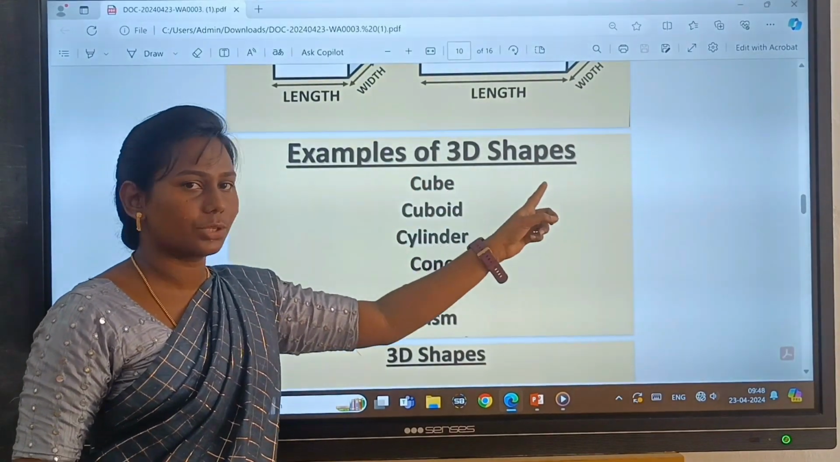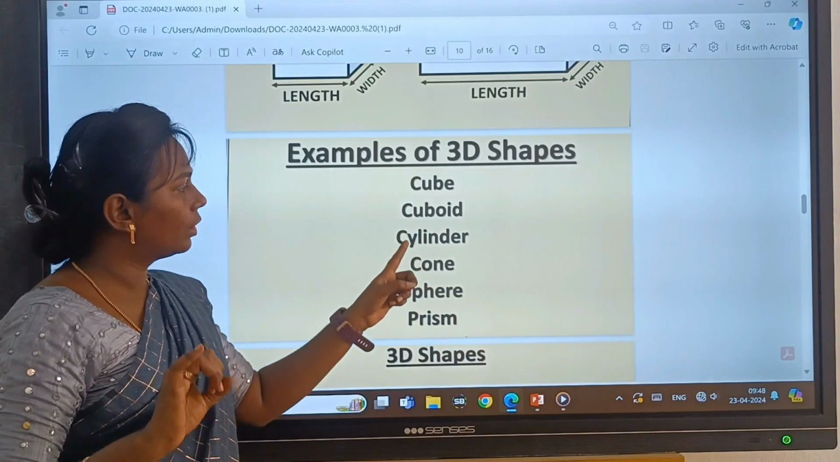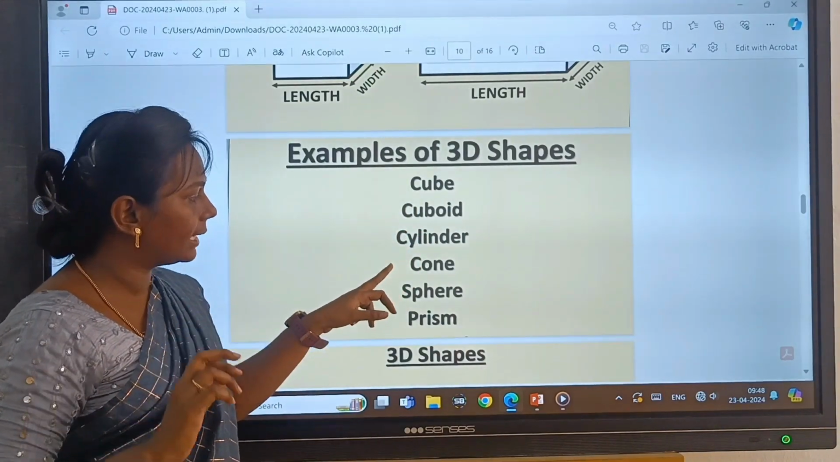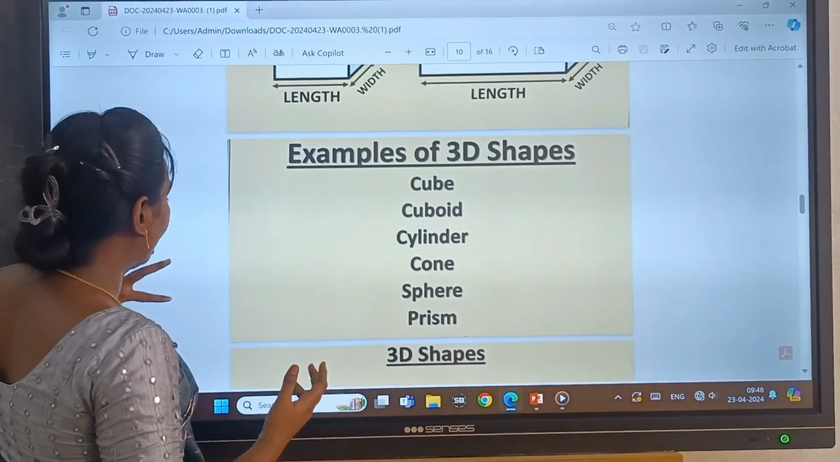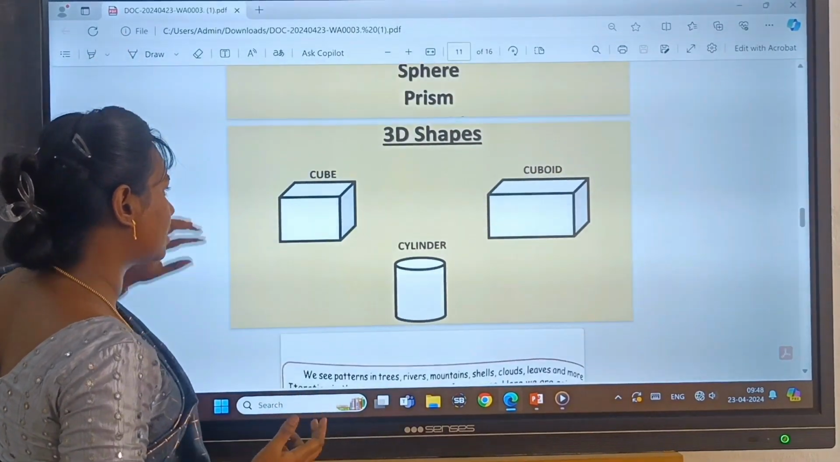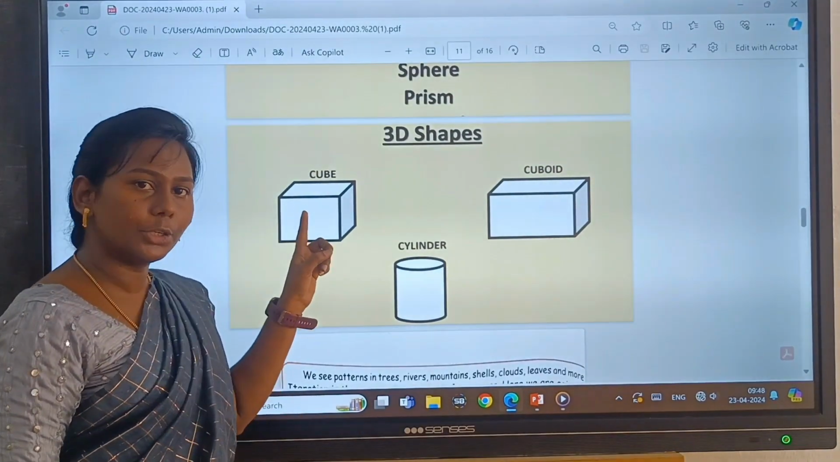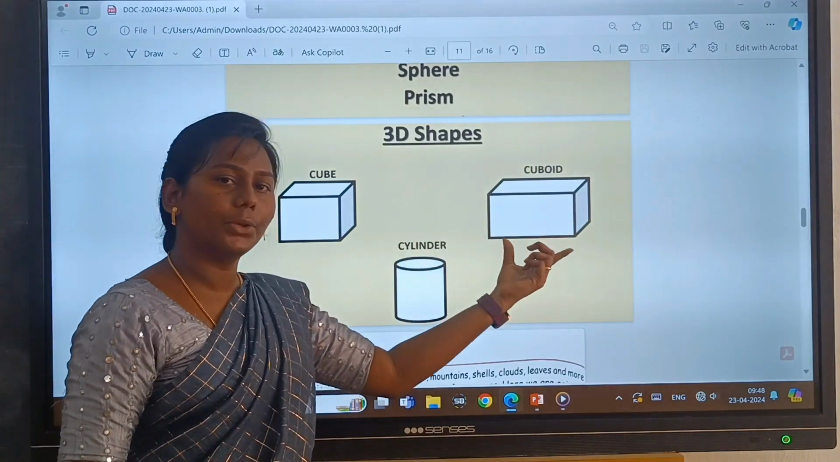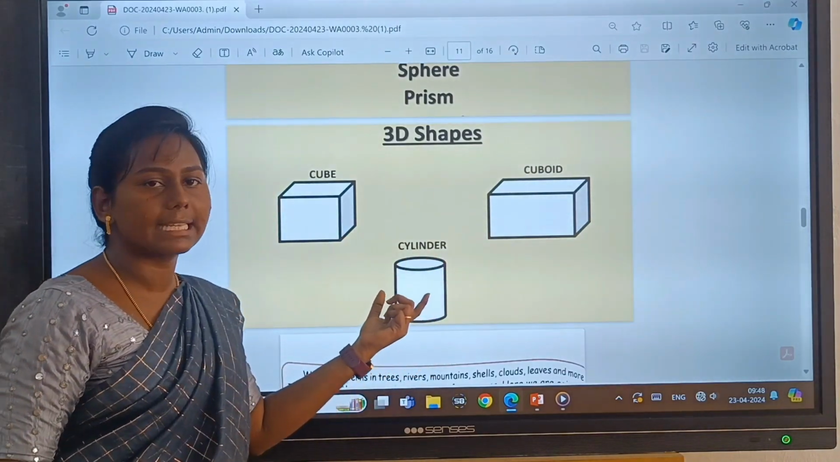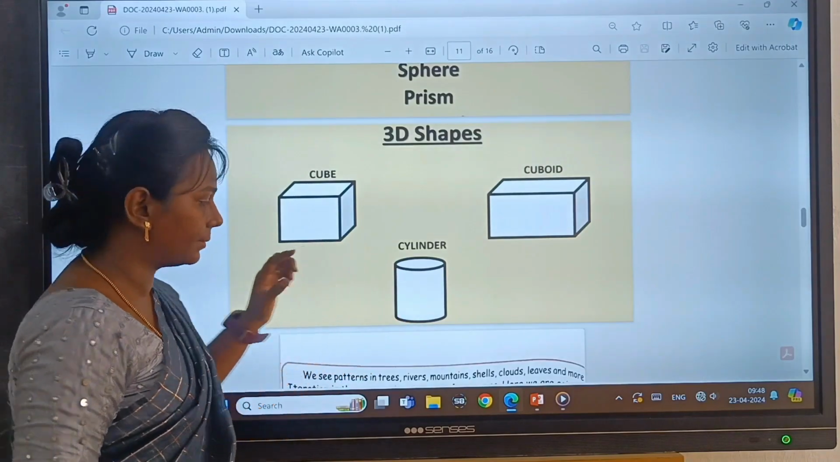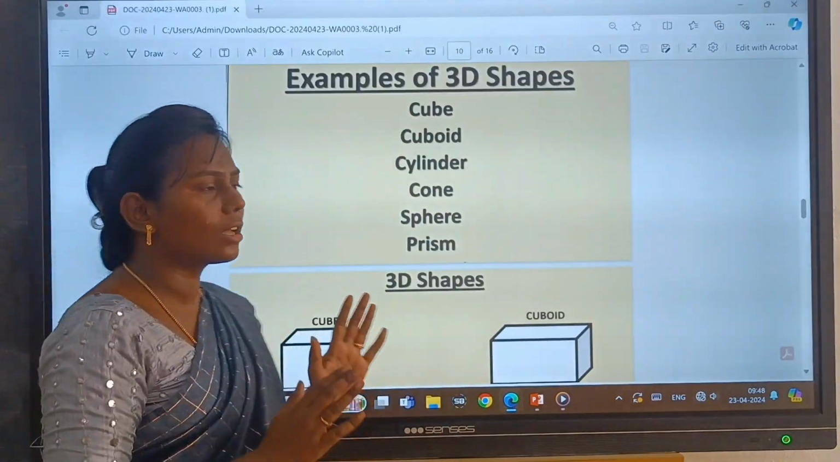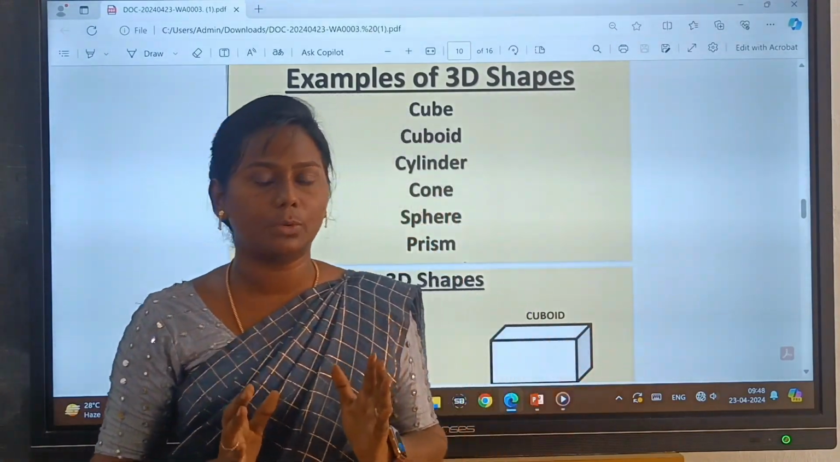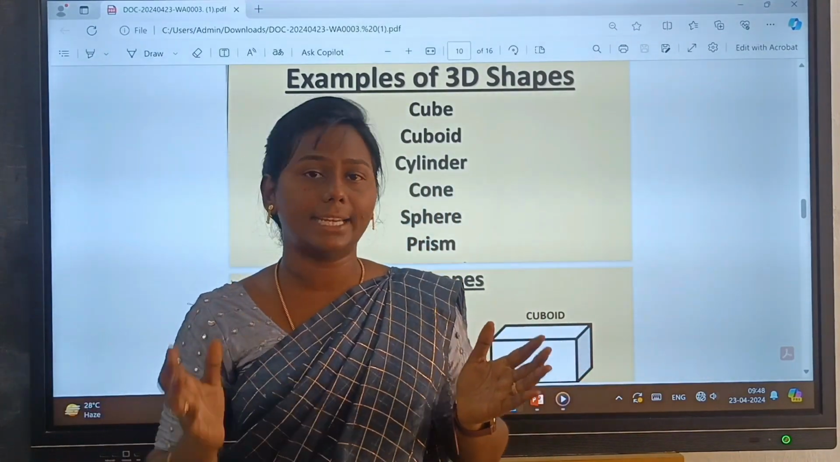So next, examples of 3D shapes: cube, cuboid, cylinder, cone, sphere and prism. Now I will show the picture. See, this is a cube, this is a cuboid and this is a cylinder. Okay children? So these are some differences between 2D shapes and 3D shapes.